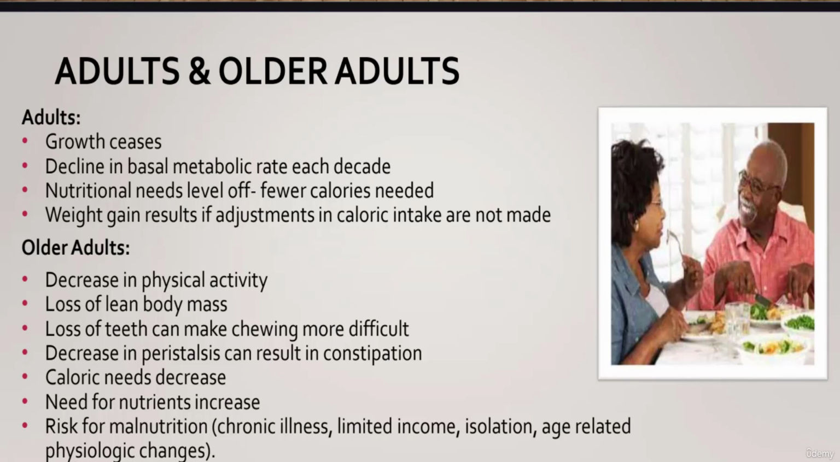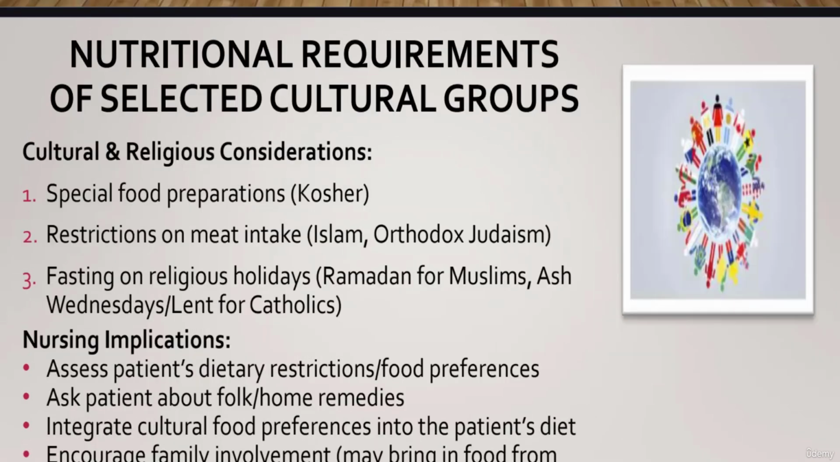In older adults, there's a decrease in physical activity and loss of lean body mass. Loss of teeth can make chewing more difficult, and decreased peristalsis can result in constipation. Caloric needs decrease, the need for nutrients increases, and there is risk for malnutrition, chronic illnesses such as diabetes and high blood pressure, limited income, isolation, age-related physiological changes, etc.